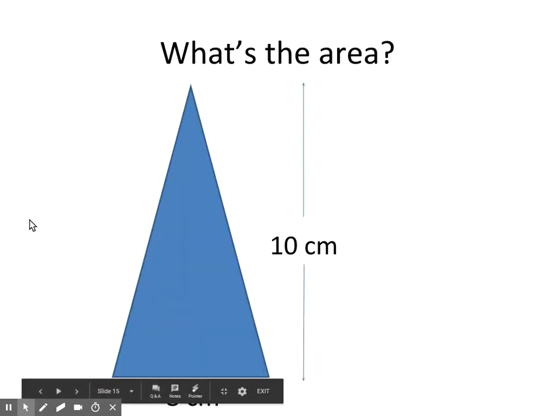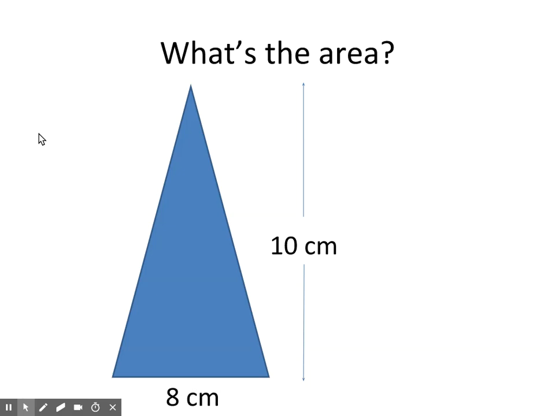So let's take a look at this one. It says that the base is 8 centimeters, and the height, you know because it has this here, is 10 centimeters. Notice that that's the distance from the tallest point to the bottom. So if we multiply 8 times 10, that gives me 80. And then we cut that in half. And of course, that would give me 40. So the area for this one would also be 40 square centimeters.